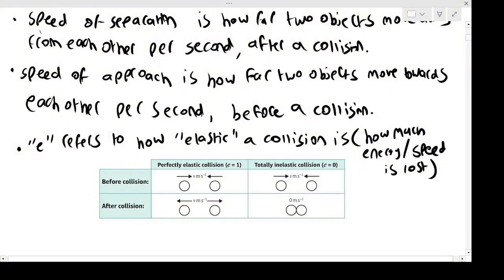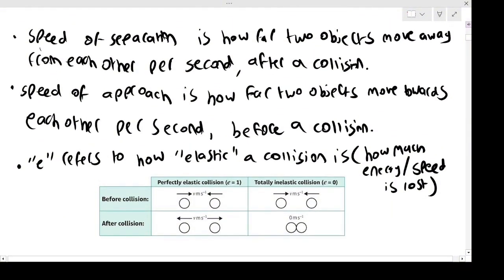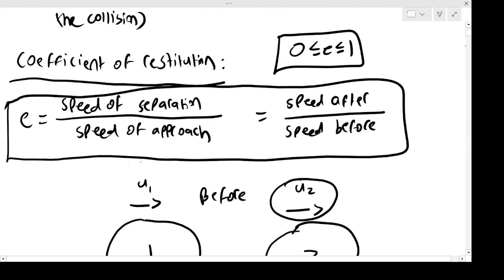So if a collision is elastic, that's saying there's not a lot of speed lost, not a lot of energy lost. But if something is less elastic, then a lot of speed has been lost, a lot of energy is lost. So that means if E is closer to 1, it's more elastic, so there's not a lot of speed lost. But if E is closer to 0, that tells me there is a lot of speed lost due to the collision, a lot of energy lost.